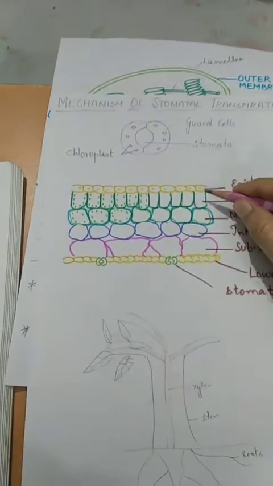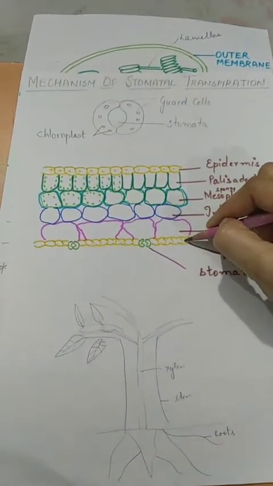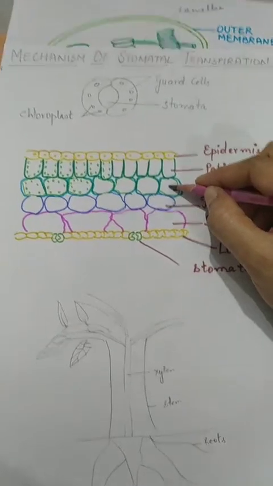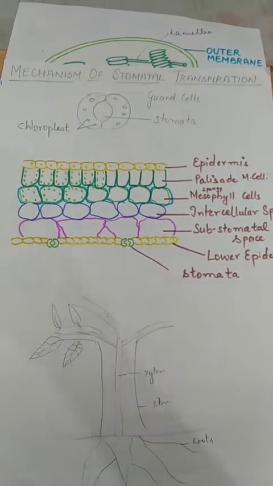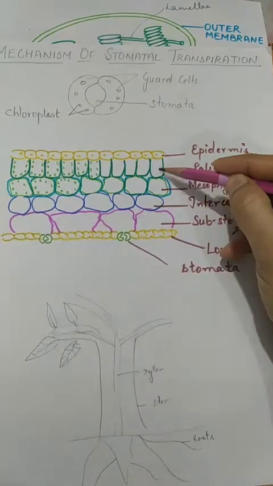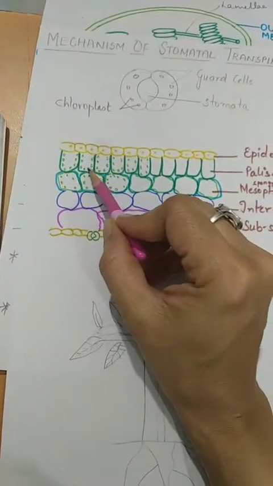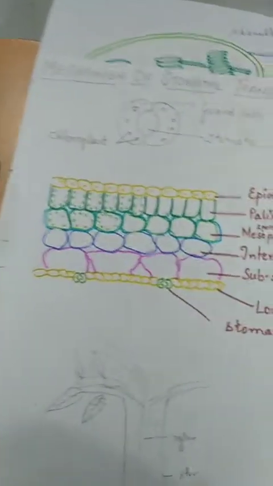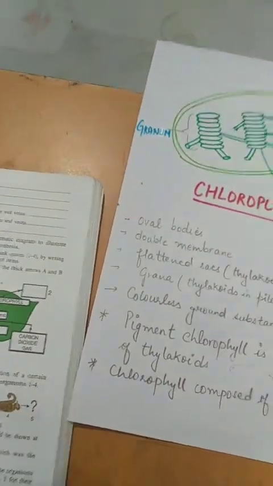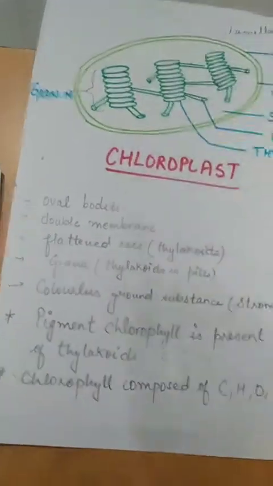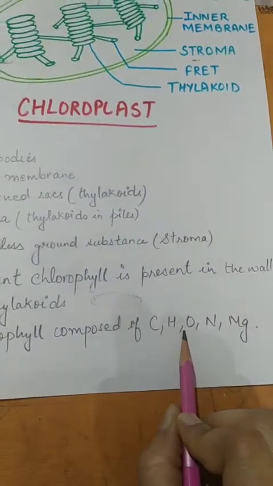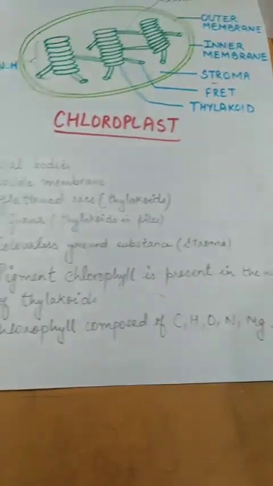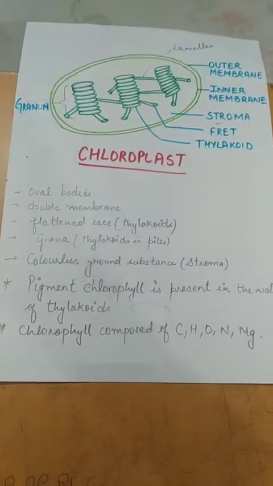Now where are these chloroplast cells present? They are present between the upper epidermis and the lower epidermis, where these mesophyll cells are present. We have read also in the stomatal transpiration mechanism. So these palisade mesophyll cells and spongy mesophyll cells, here I have shown, contain this chloroplast, which helps to trap the energy and helps in the process of photosynthesis. This pigment chlorophyll is composed of carbon, hydrogen, oxygen, nitrogen and magnesium. So this is all about the structure.